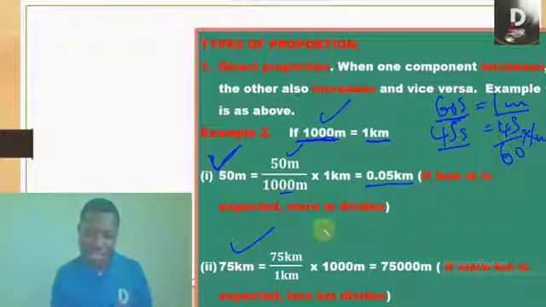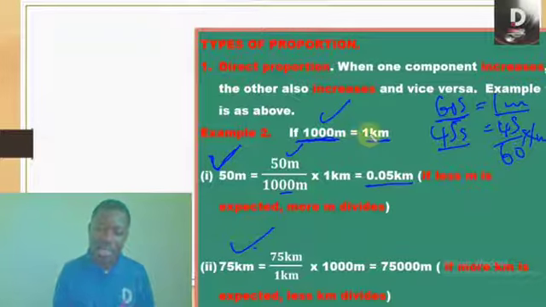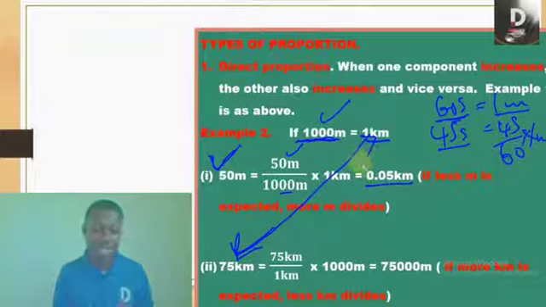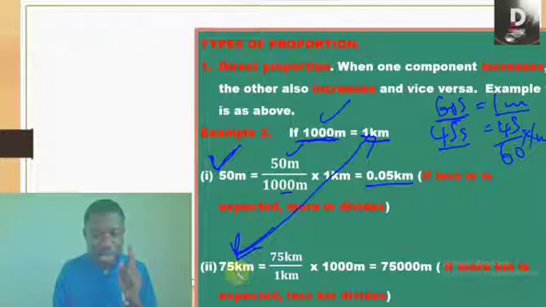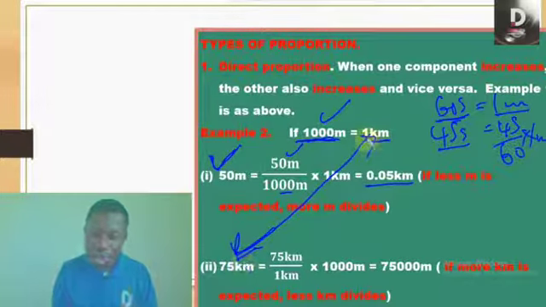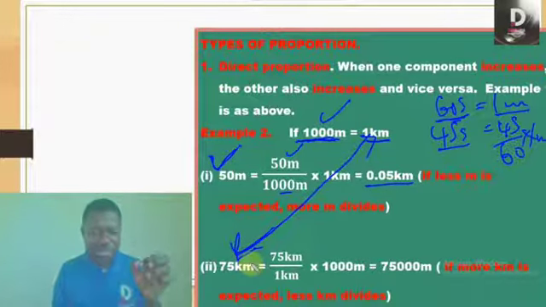The example II is asking, what if it's 75 kilometers? This time we compare kilometer and kilometer. Watch. The first equation we wrote is the same equation we are applying. You don't change it. Go by the same standard. You get your answer. Now it's asking for kilometer, so we compare the kilometer and kilometer. 1 kilometer gave me this. Now the kilometer has increased to 75.